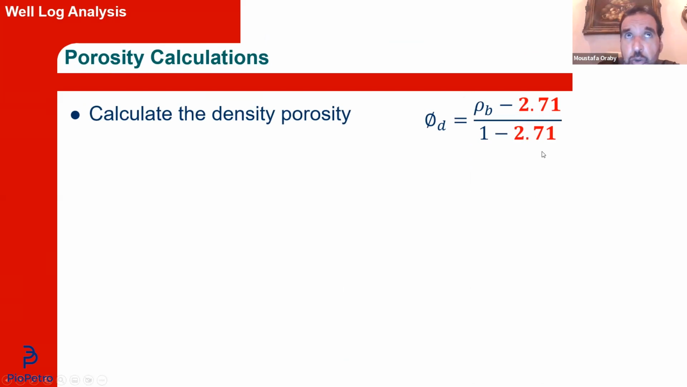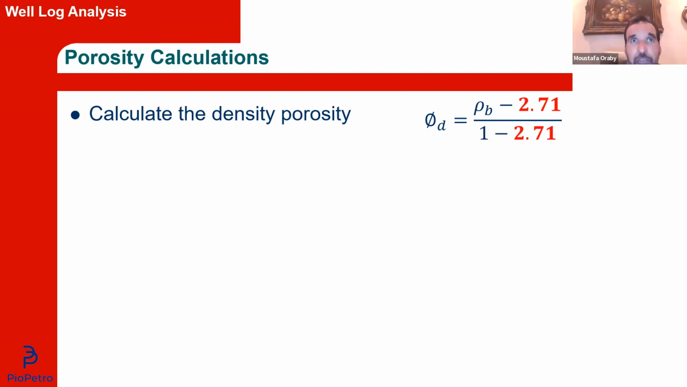Don't change the 2.71, because somebody will say, you just told us that it's sandstone and sandstone is 2.65. So this is true. But remember, your neutron porosity is on limestone. You cannot put the neutron porosity on limestone and calculate the density porosity on a sandstone. That's what we call a bias. You should not do that. Since your neutron is in limestone, your density porosity has to be also on limestone for consistency.